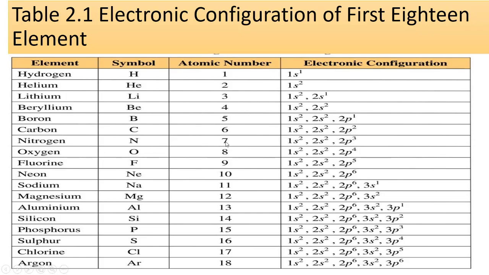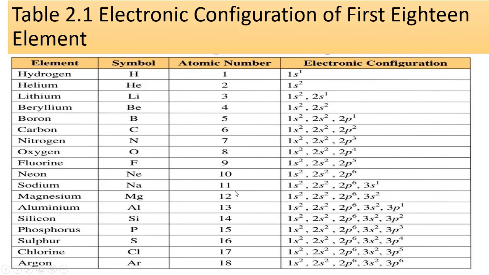Next is nitrogen, symbol N, atomic number 7. The electronic configuration 1s2, 2s2, 4 electrons, and remaining 3 electrons will accommodate in 2p orbital or subshell. Next is oxygen, symbol O, atomic number 8, and its electronic configuration will be 1s2, 2s2, and 4 electrons will be accommodated in 2p orbital. Next is fluorine, F, atomic number 9. Electronic configuration will be 1s2, 2s2, and remaining 5 electrons will accommodate in p orbital. Next is neon, symbol Ne, atomic number 10. 1s2, 2s2, and remaining 6 electrons will accommodate in 2p orbital.